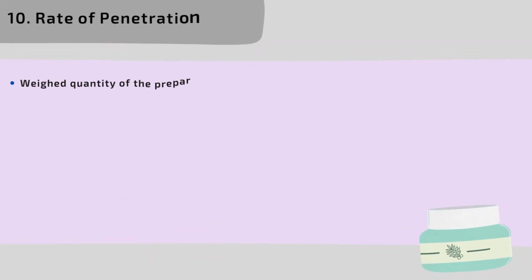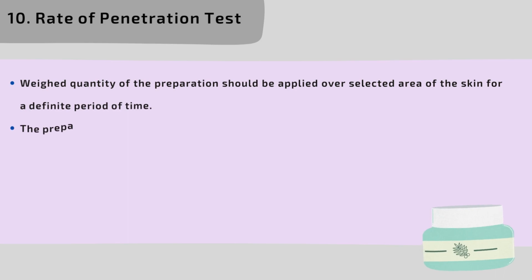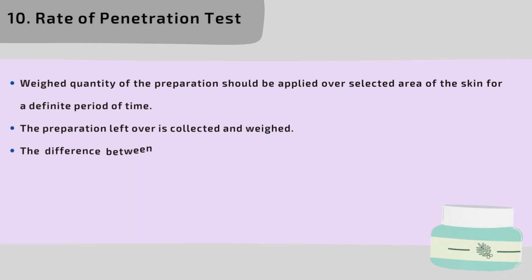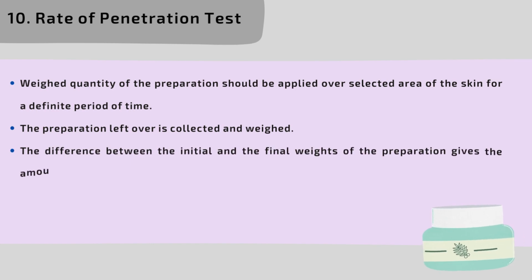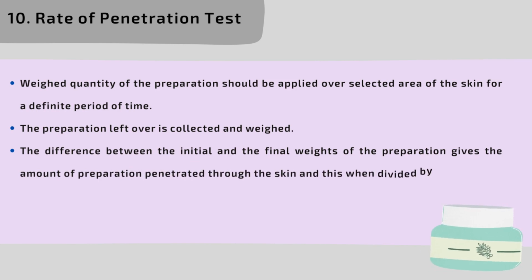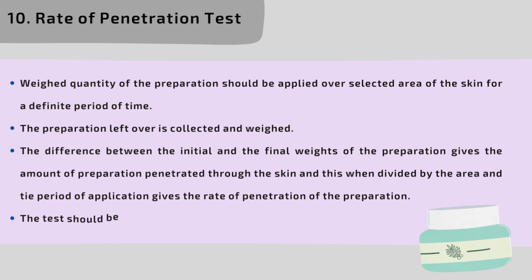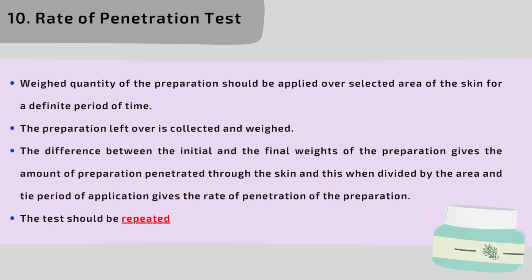Rate of penetration test. Weigh the quantity of the preparation that should be applied over a selected area of the skin for a defined period of time. The preparation left over is collected and weighed. The difference between initial and final weight of the preparation gives the amount of preparation penetrated through the skin, and this, when divided by the area and time period of application, gives the rate of penetration of the preparation. The test should be repeated.